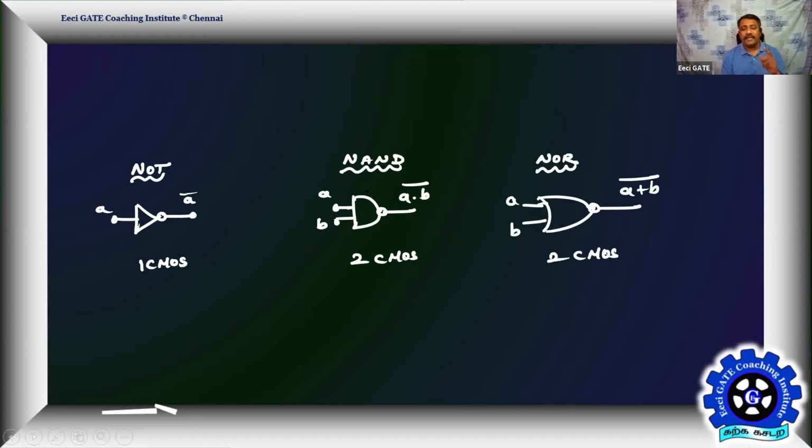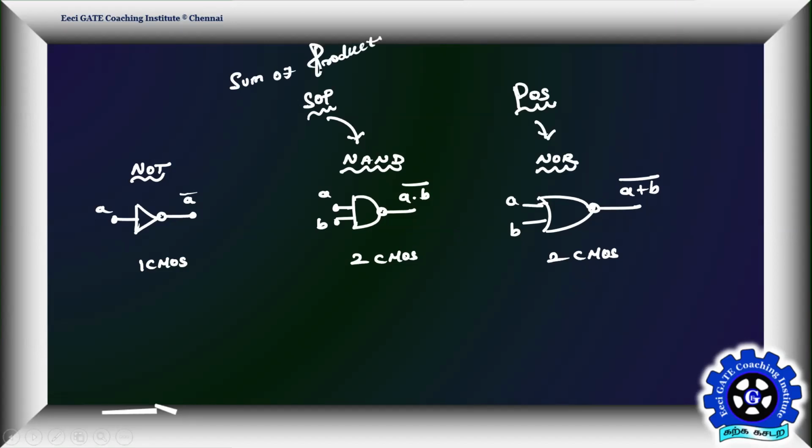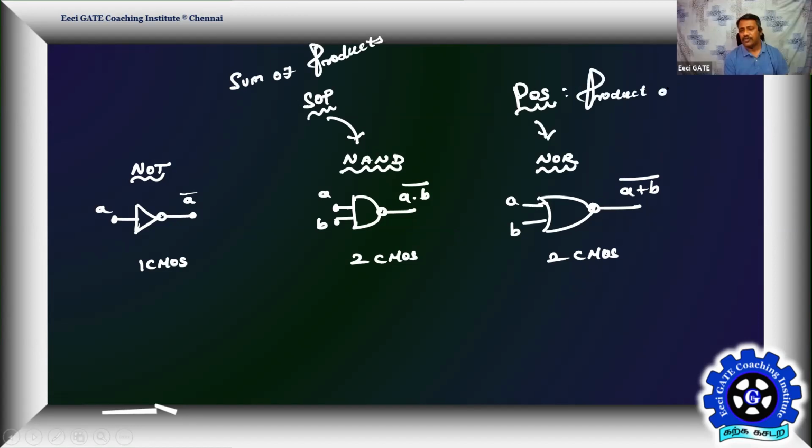So later, why I'm talking about all these things is that all your SOP designs are built purely by using NAND gates. All your POS designs are later built by using only what? NOR logic gates. What is SOP? Sum of Products. POS, product of Sums. So whenever you go for POS implementation, we are always going to use NOR gates. Whenever we go for SOP implementation or realization, we have to use strictly the NAND logic functions.